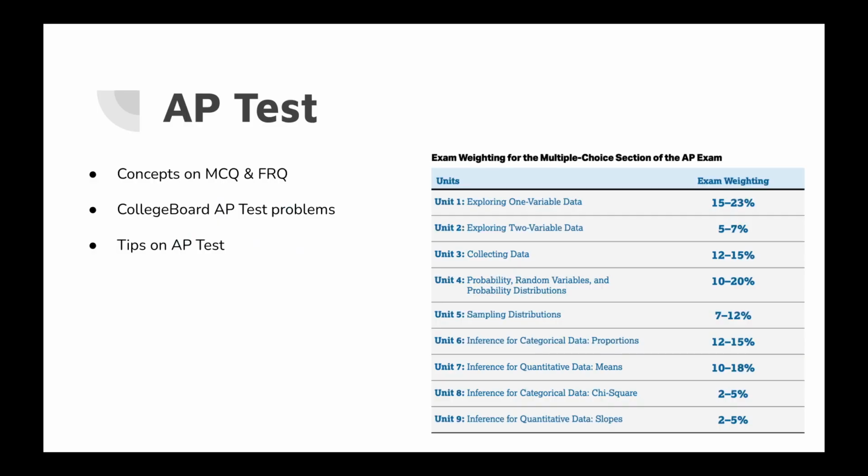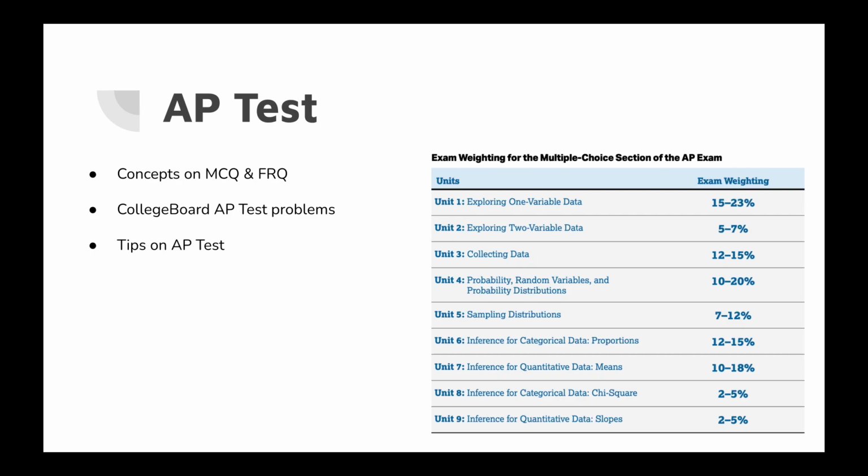Before we move on to our first lesson, let's take a look at what this course is going to be about. Obviously, this course is for students who are planning to take the 2024 May AP Statistics exam. So, we will focus on: 1. Important concepts required to solve problems on the test. 2. After each unit, we will have a video for MCQs and FRQs on past AP exams. For example, after we're done with the concepts in Unit 1, we'll try some MCQs and FRQs problems on one variable data. And lastly, I'll also provide some tips for the AP exam as well.